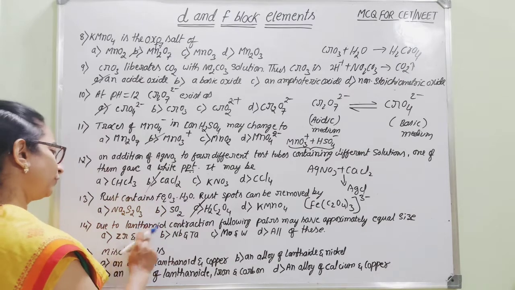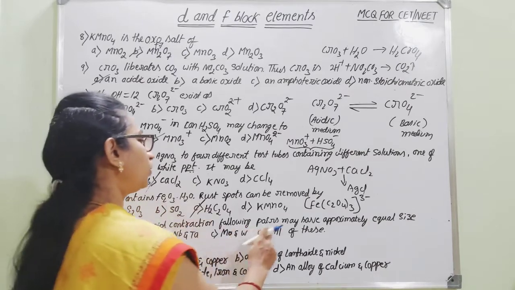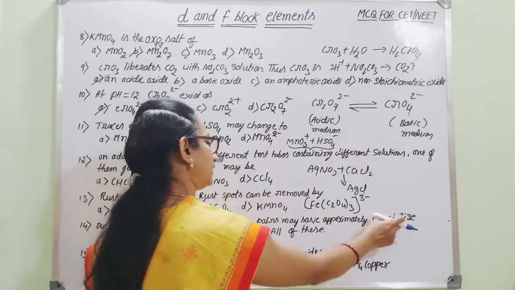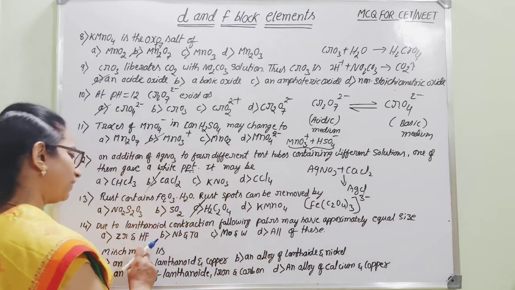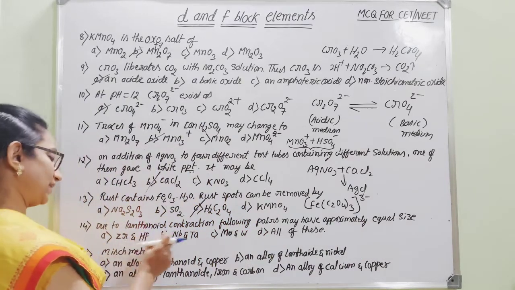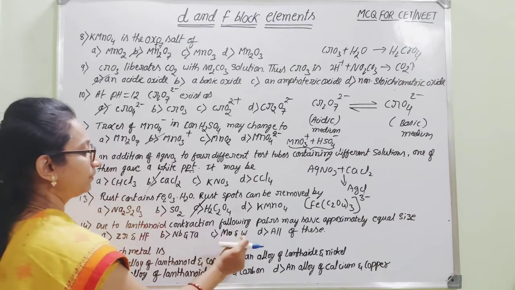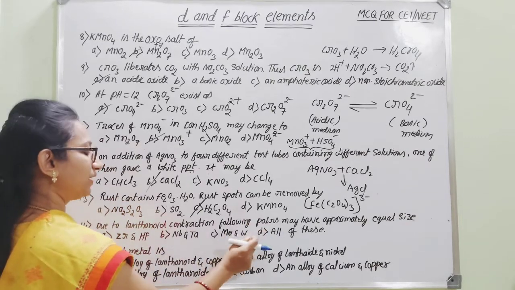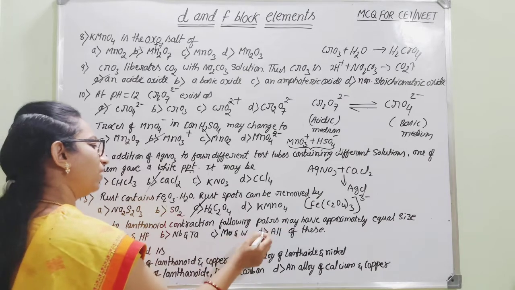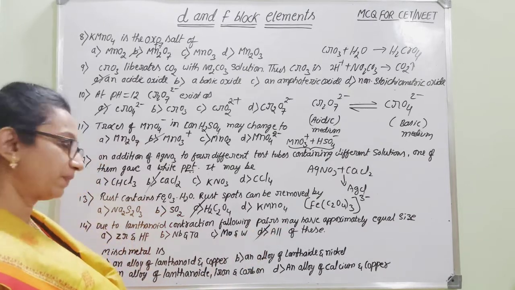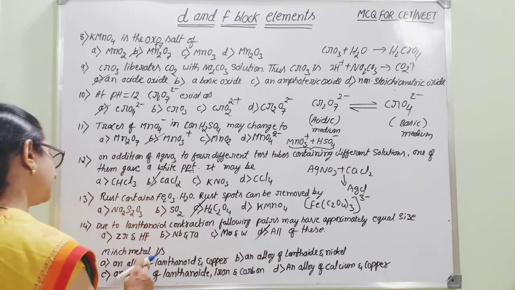Next question. Due to lanthanide contraction, the following pairs may have approximately equal size. Zirconium and hafnium have almost similar size. Niobium and tantalum also have similar size. Molybdenum and tungsten, W, also have similar size. Therefore, all of these are the right option. Got it?